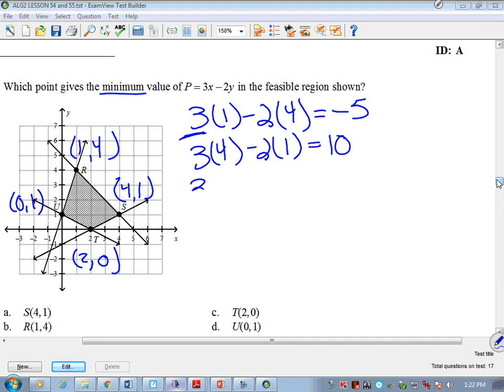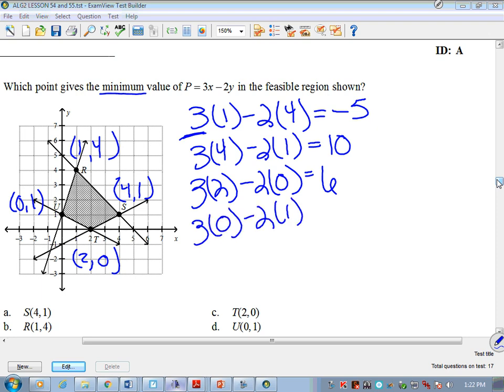Okay, 3 times 2 minus 2 times 0. Okay, what's that? 6. Okay, looks like we've got one more. 3 times 0 minus 2 times 1, which is negative 2. All right, so looks like 1, 4 is going to be the coordinates right here.